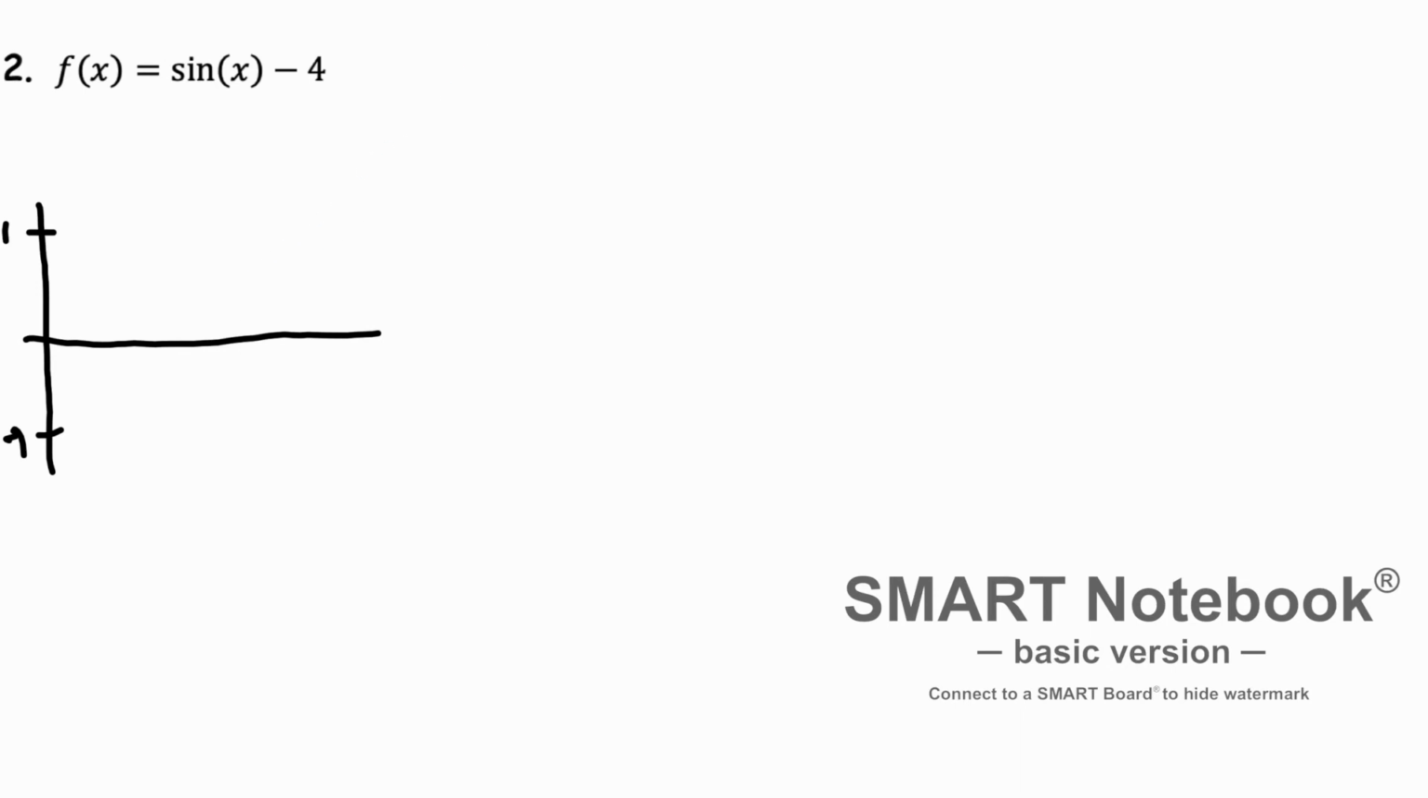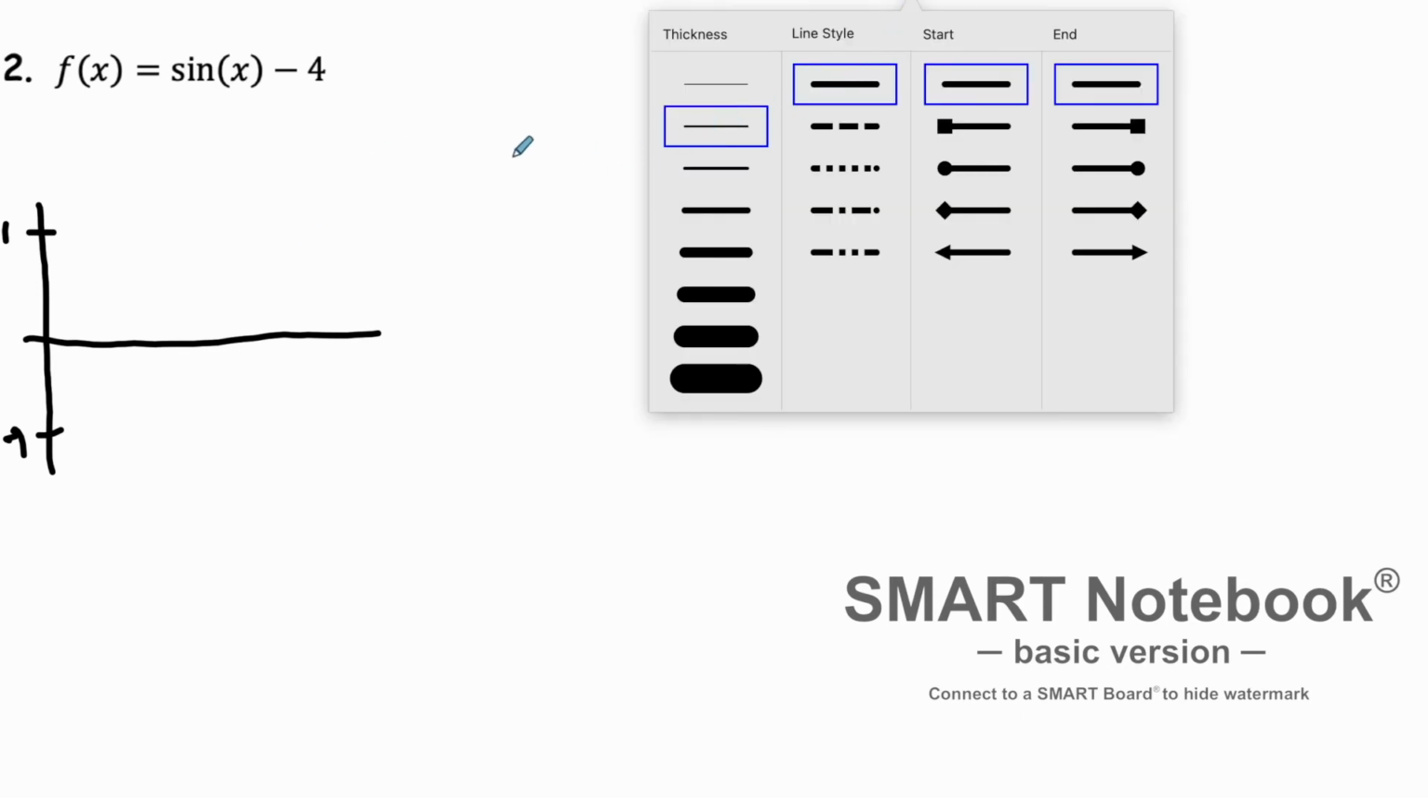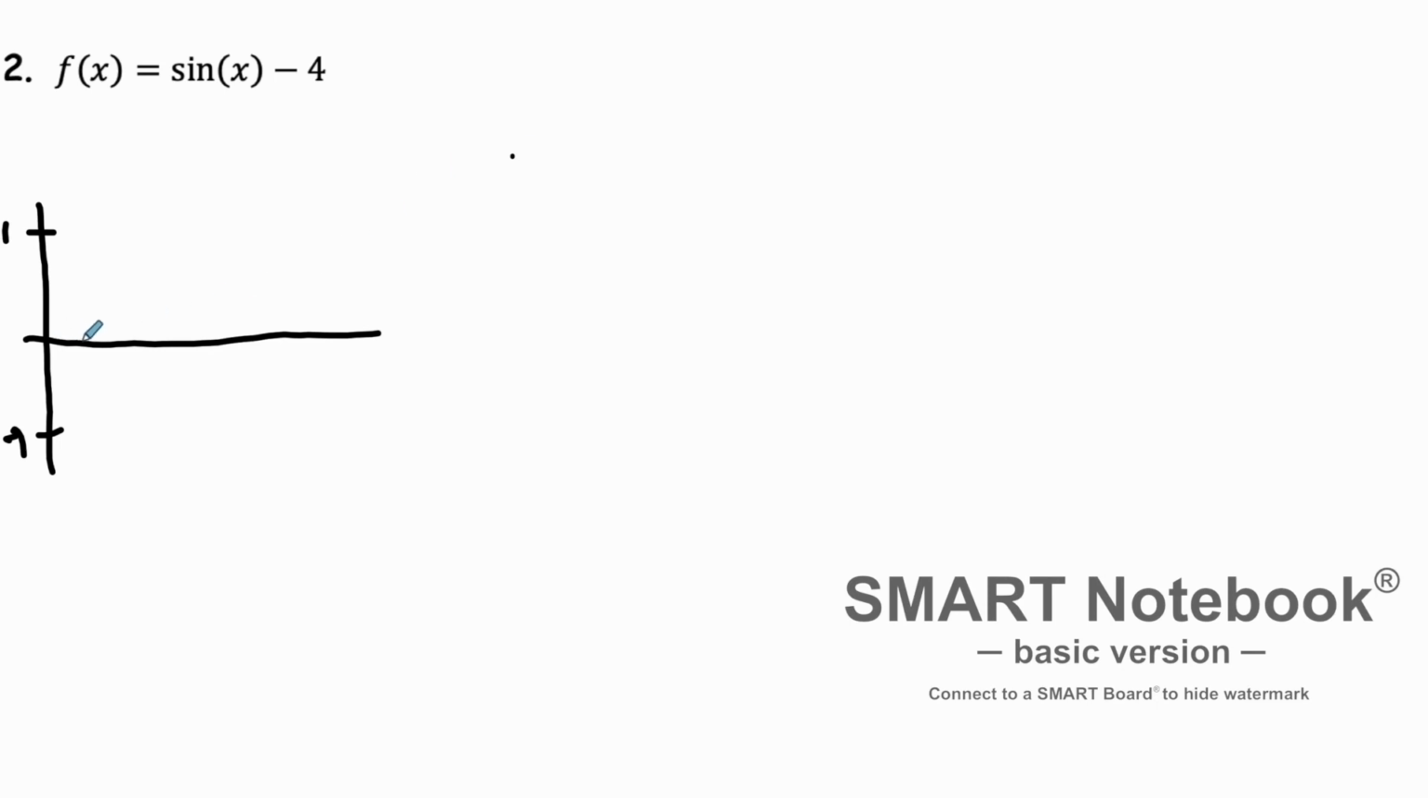I'm going to make my line a little thinner here. Just makes it look a little nicer. So first up is pi over 2. Then we got pi. Then we got 3 pi over 2. And our last one is at 2 pi.